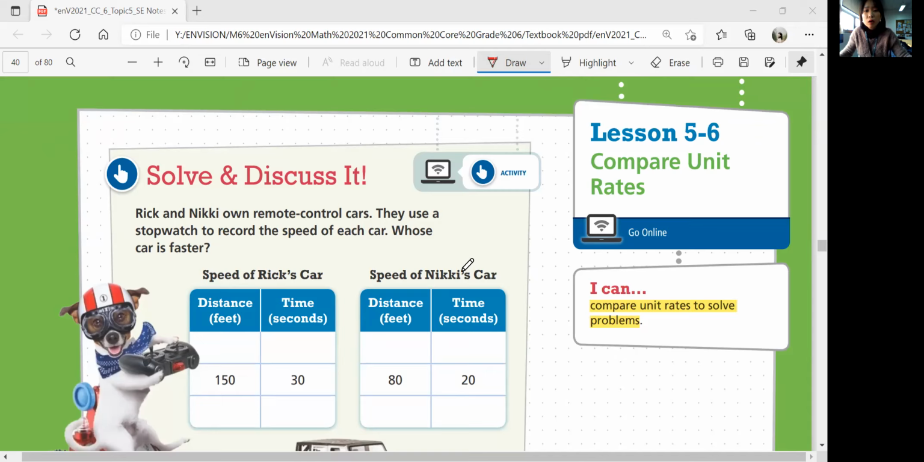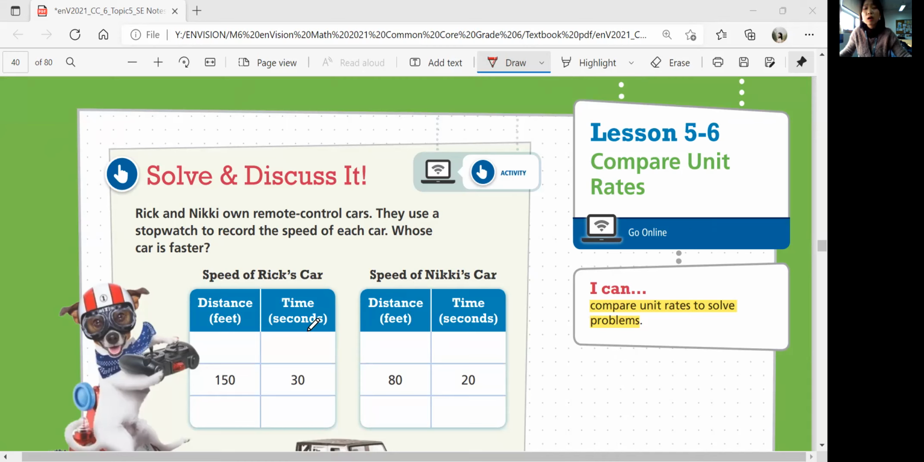Rick and Nikki own remote control cars. They use a stopwatch to record the speed of each car. Whose car is faster? So we're gonna figure out the unit rates and compare them.